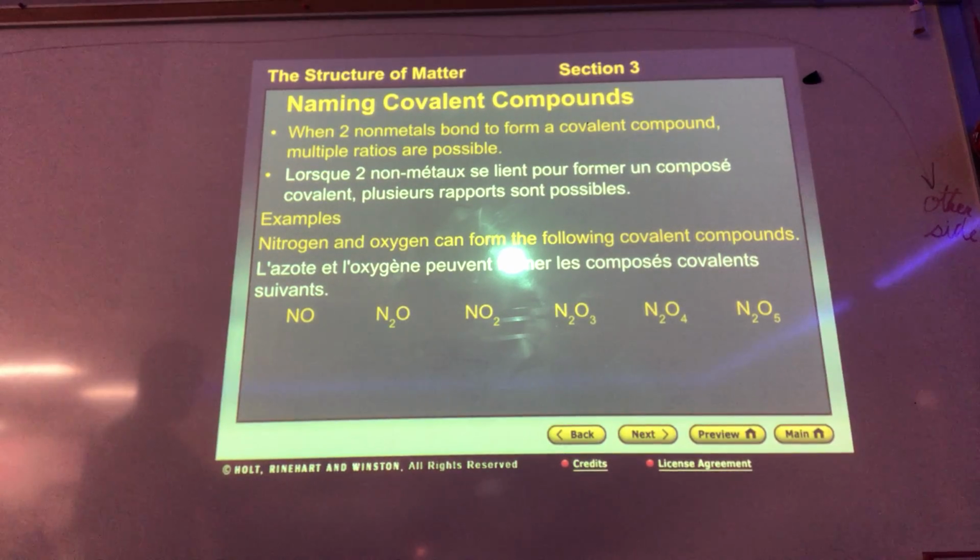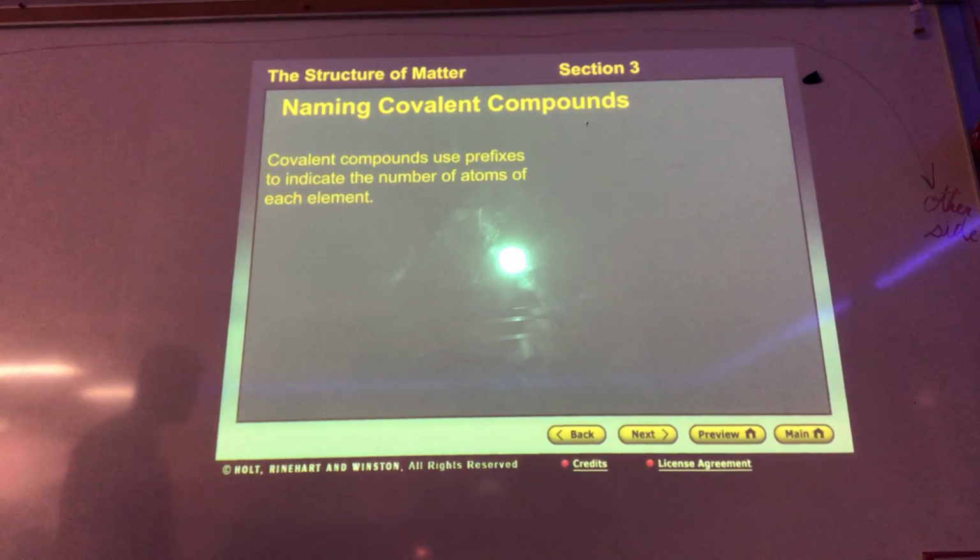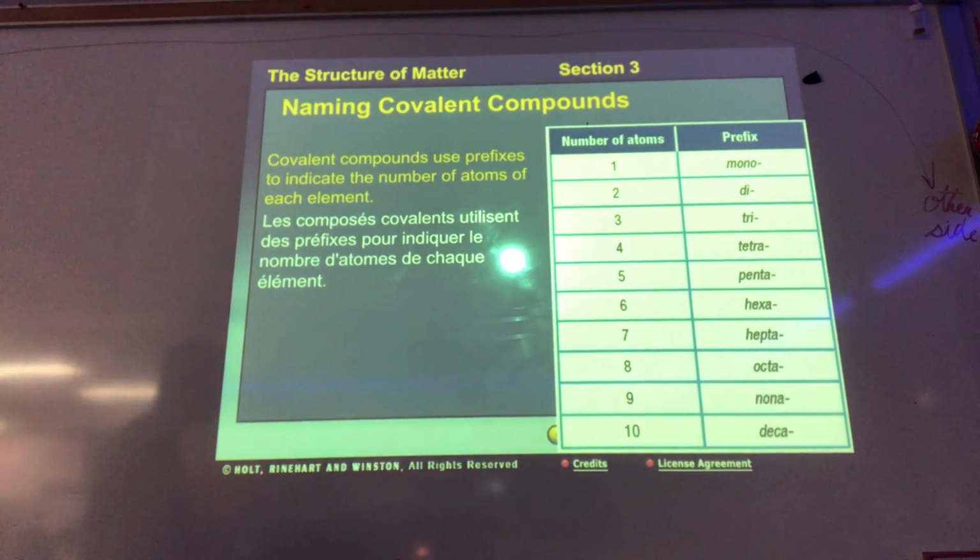So we need a better naming system than just something like nitrogen oxide. To fix this problem, we're going to use prefixes. Prefixes are certain parts of the word that are going to tell us how many of each atom there is. I have a list of them here. I don't think these are in your 6.3 notes.